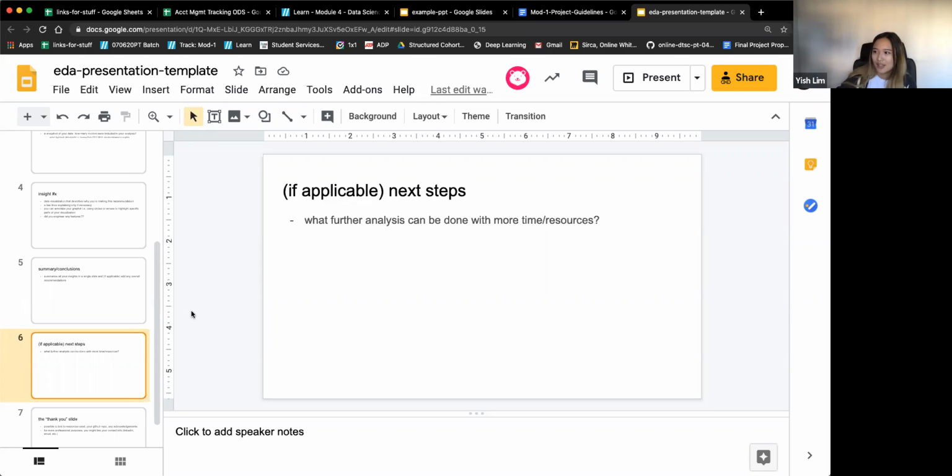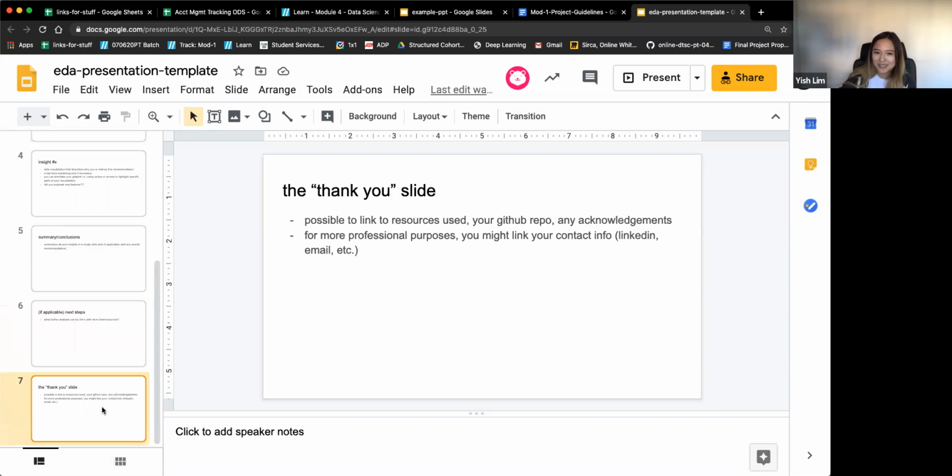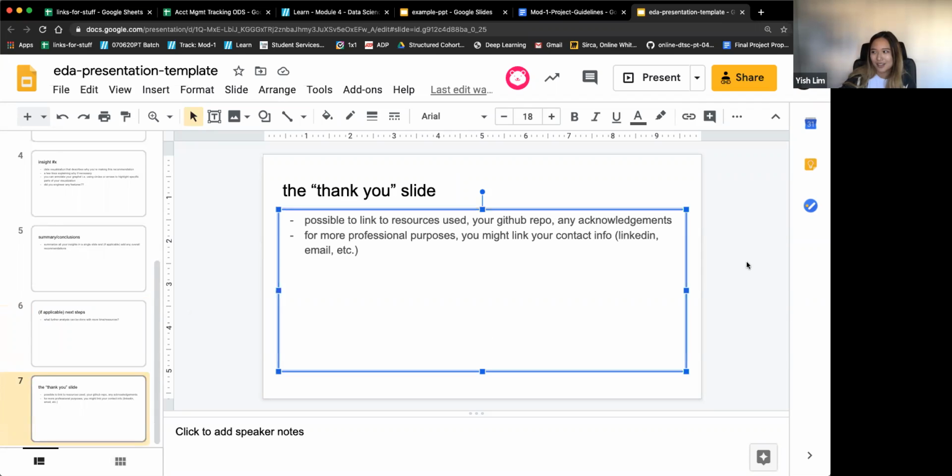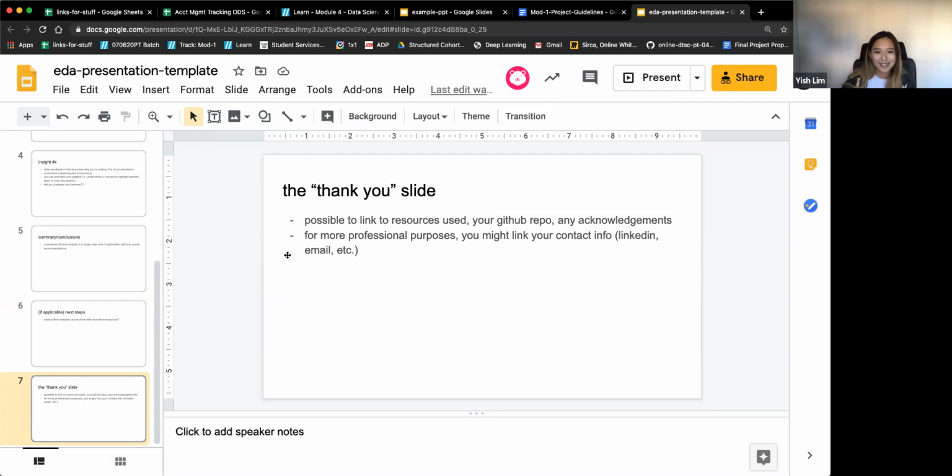And then finally, this one is the least content-written slide. It's just a thank you slide. It is part of the rubric, so that's why it's here. This is more for professional purposes, like if you end up presenting your project at a conference, which actually a couple students have done. Not so much Mod 1 projects, but more so Capstone projects.